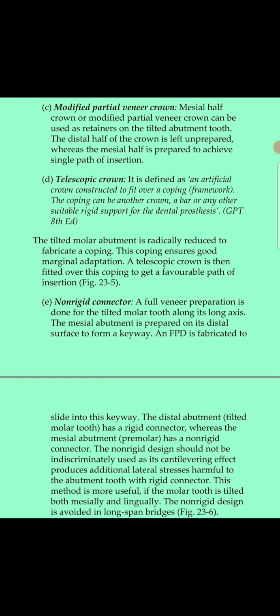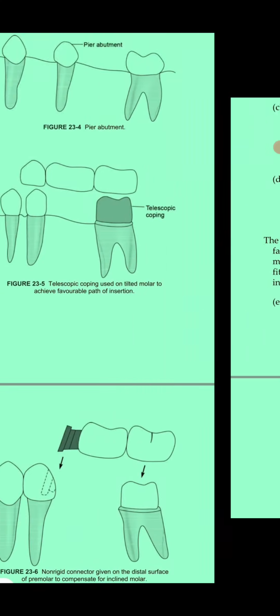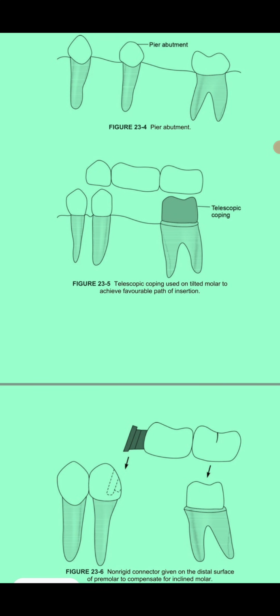The next method for tilted molar is a non-rigid connector. This is a non-rigid connector. We give it on the distal surface of premolar to compensate for inclined molar. Meaning, on the distal surface of the premolar we give a non-rigid connector to compensate the tilted molar.